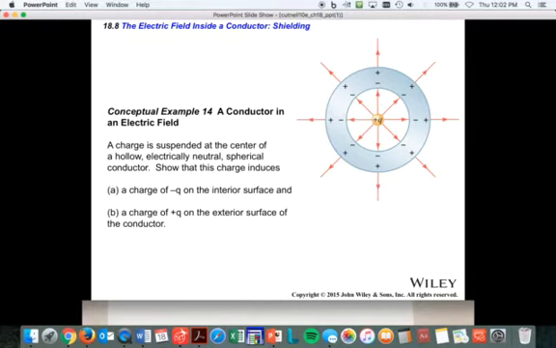A charge is suspended. Okay, so this is just theoretically. Let's see if we can hang a charge on the inside here. A charge is suspended at the center of a hollow electrically neutral spherical conductor. Notice it's neutral because they'll show that this charge induces a negative Q at the interior surface. So this positive charge draws a line, the negative charges attach right there. And then a charge of Q on the exterior surface of the conductor, which is equal, all of these charges added up equal this charge, and that's the electric field coming out of it.